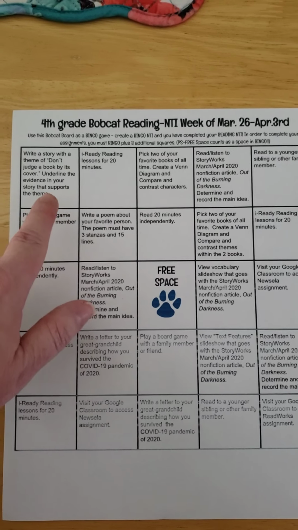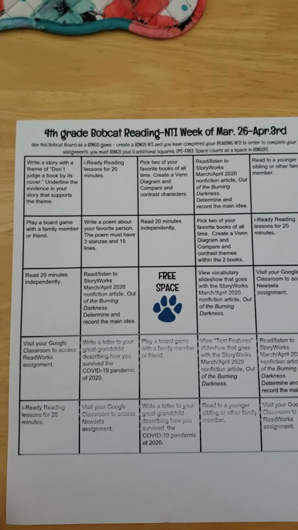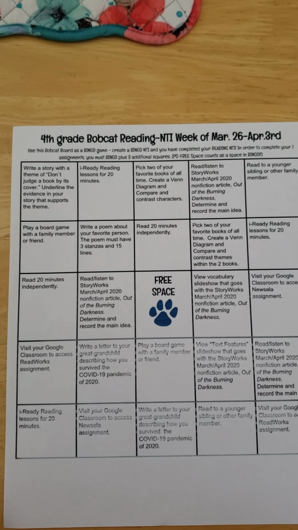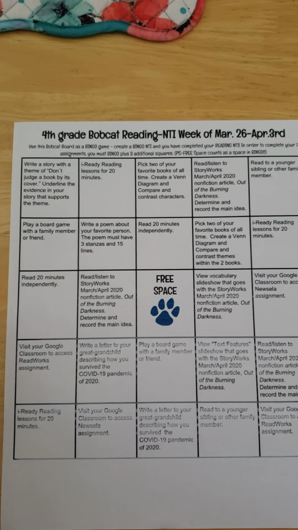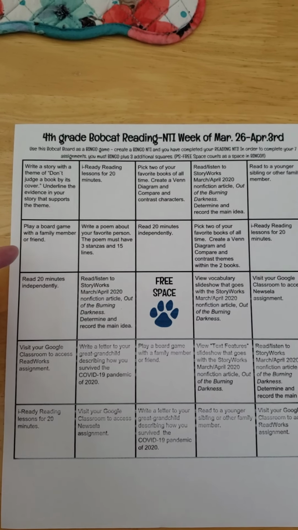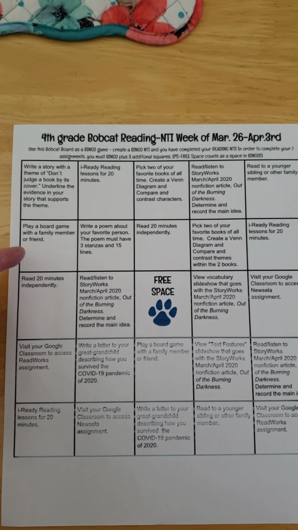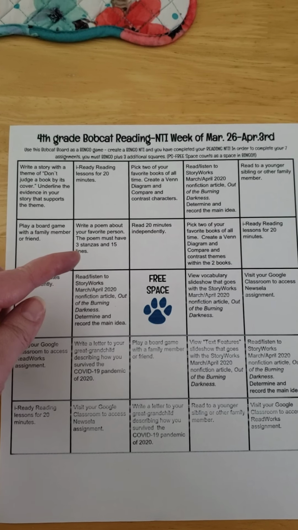But what you're going to do is you can do bingo any which way that you want, okay, across, up and down. It's going to look like this for math as well, and then you have a board that is science, social studies combined. Now, you're going to see that you can do reading 20 minutes independently, play a board game with a family member or a friend, okay? Write a poem about your favorite person. The poem must have 3 stanzas and 15 lines.